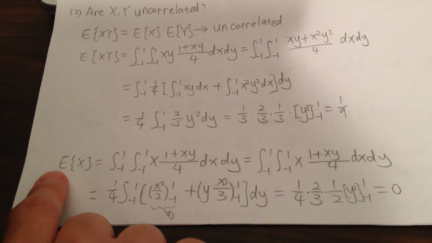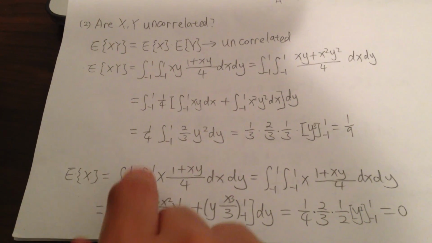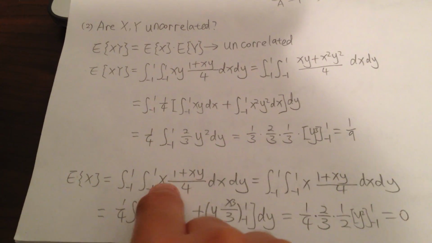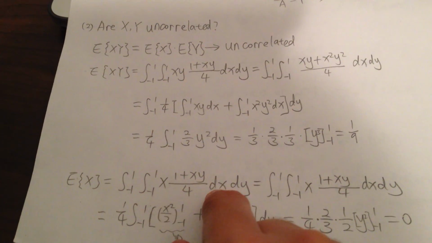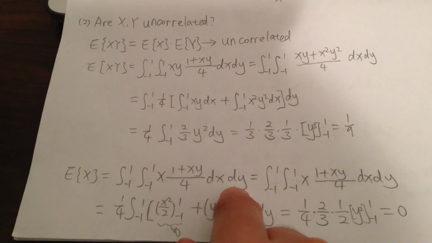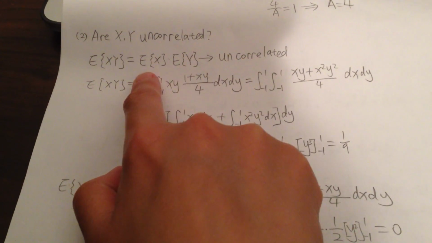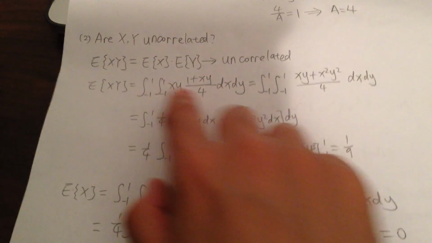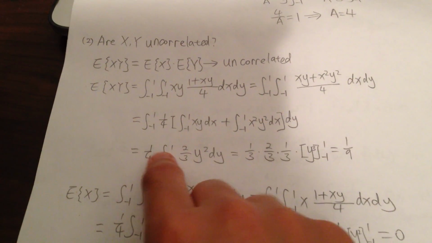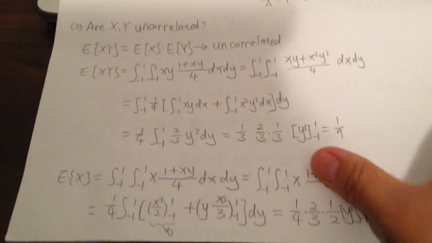Let's check the right side of this equation, whether it is also 1 over 9. Let's check the expectation of x first. Doing the integral from -1 to 1 of x times (1 plus xy over 4) dx dy, we get the answer 0. So if the right side of this equation is 0, it cannot be 1 over 9. They are not equal. So the random variables x and y are not uncorrelated. So this is for part 2.